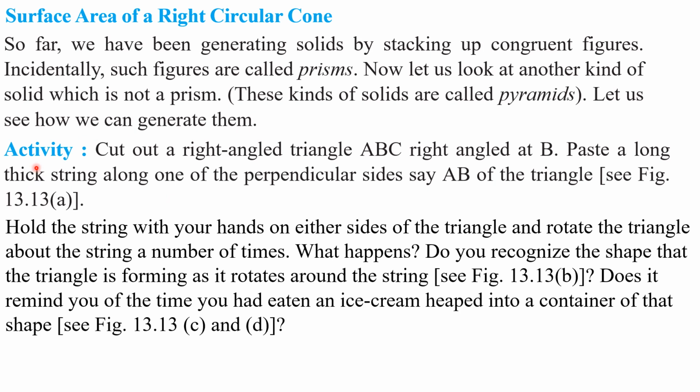Now let us do this activity. Cut out a right angled triangle ABC, right angled at B. Let us take a piece of paper and cut it into a right angled triangle, right angled at B. Paste a long thick string along one of the perpendicular sides of the triangle ABC, say AB. See the figure 13.13a. We see this figure in the next slide.